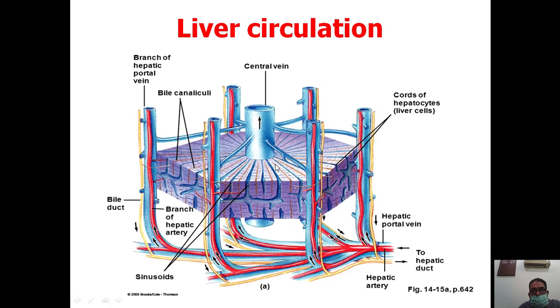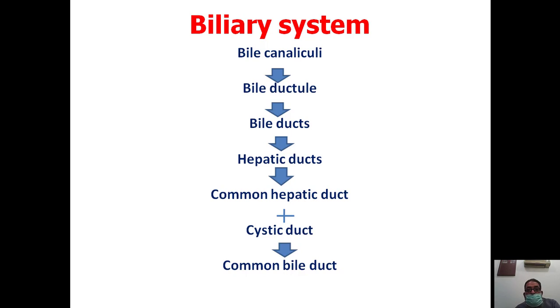Bile is produced within the hepatocyte, drains into the interlobular ductule, and then into the bile duct, which ultimately drains into the hepatic duct, and the hepatic duct goes to the common bile duct, joined by the gallbladder's cystic duct, ultimately draining into the second part of the duodenum. Biliary system: bile canaliculi, bile ductule, bile duct, hepatic ducts, common hepatic duct plus cystic duct, ultimately the common bile duct toward the second part of the duodenum. This is the bile system, starting from the bile canaliculi, then bile ducts, hepatic ducts, common hepatic duct, cystic duct, and common bile duct.